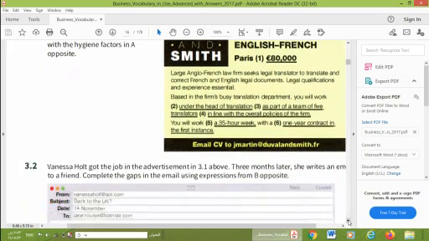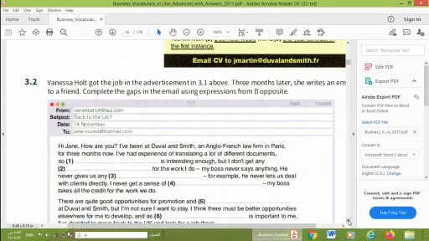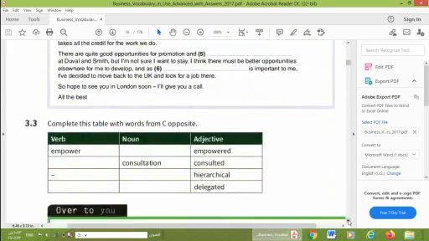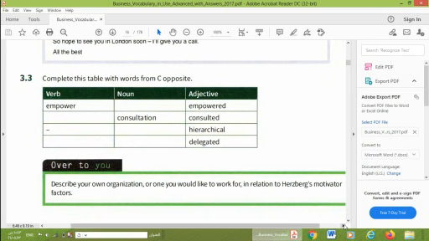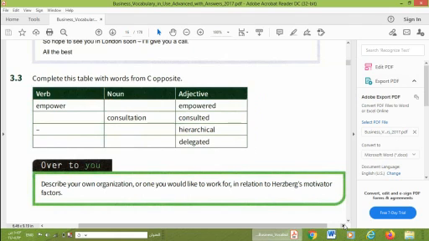Exercises 2 and 3 inshallah we will discuss in the next Zoom. And the last question, over to you, inshallah we will make it an assignment as well, but we will talk about it in the coming Zoom lectures. That's all for Unit 2. Thank you for listening and good luck.